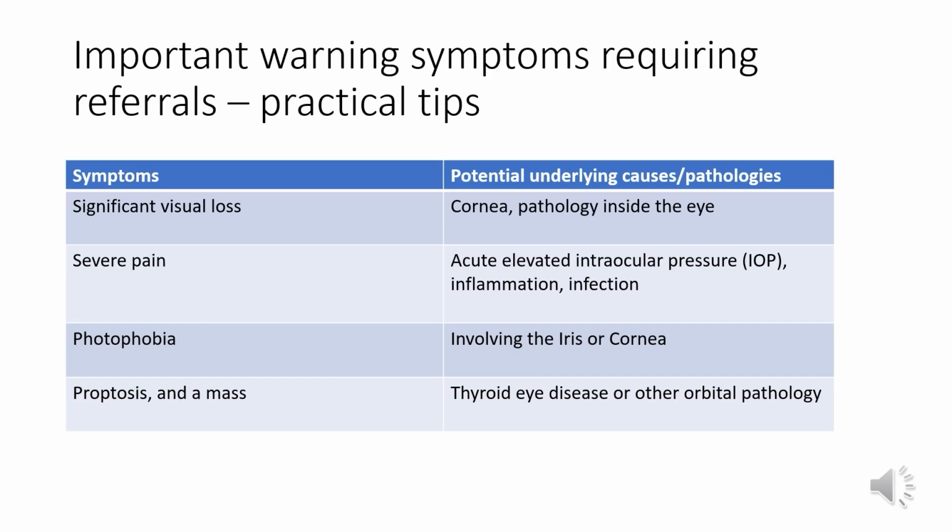When there's a significant visual loss, obviously it's more alarming if the visual loss is acute, then it could be the cornea or pathology involving the inside of the eye. Severe pain could be related to acute elevated intraocular pressure, inflammation as in uveitis, and infection. Photophobia is actually quite a specific sign and usually indicates a cornea or iris pathology. Proptosis, or if you see any obvious mass, then it's thyroid eye disease or other orbital pathology.